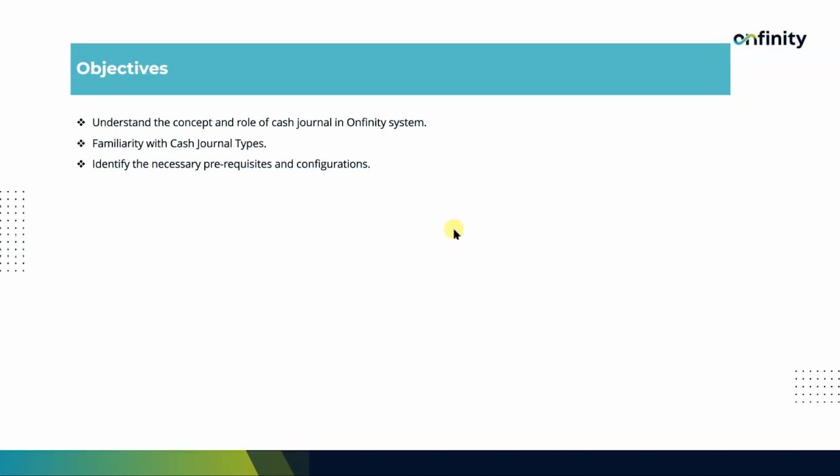The objectives of this session are to understand the concept and role of the cash journal in the Onfinity system, gain familiarity with cash journal types, and identify the necessary prerequisites and configurations.